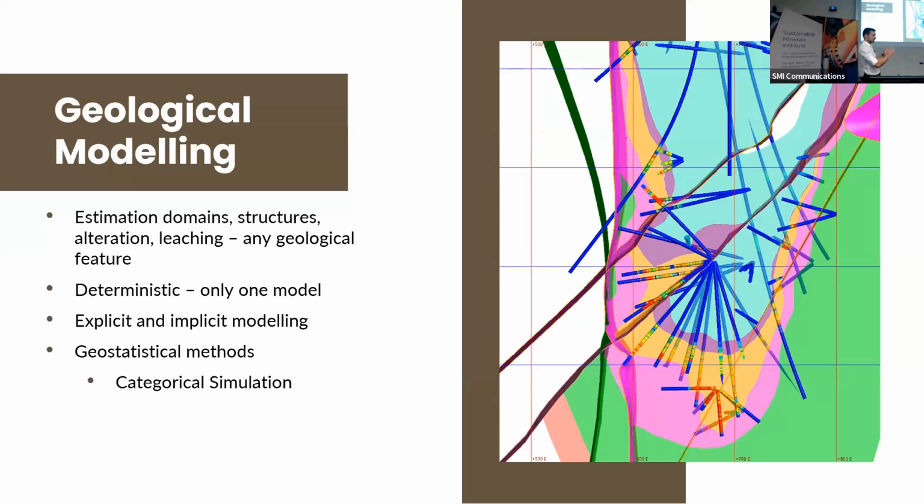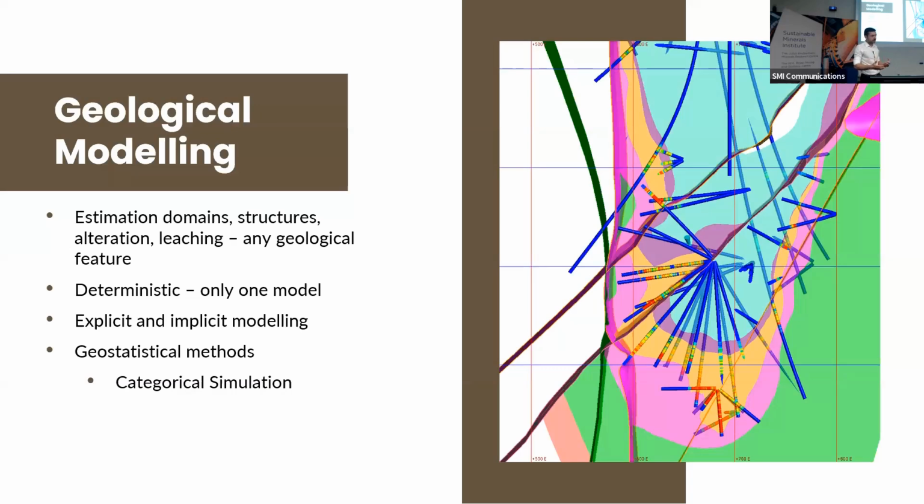But once that model is done, I have to make it clear here that this is a deterministic model. So you have only one model. After you finalize your interpretation and do all of your geological modeling, you have only one. And that's why we say that it is deterministic.